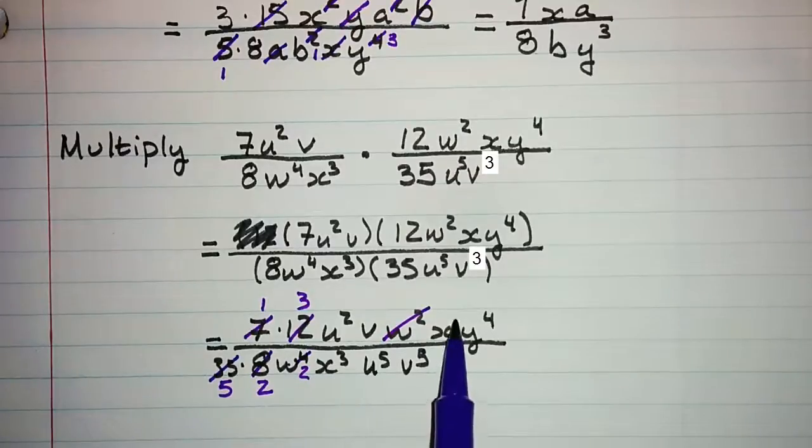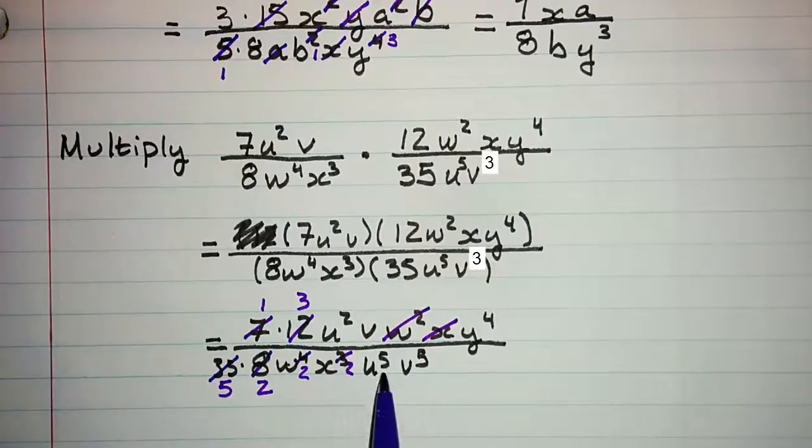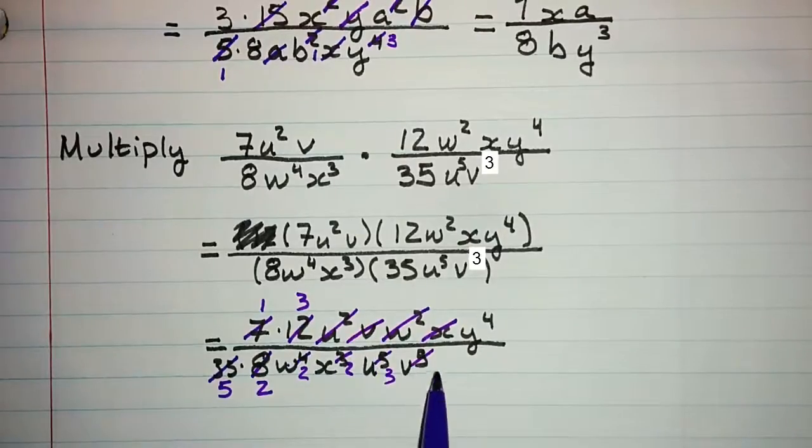X cubed and x have a common factor of x. U squared and u to the fifth have a common factor of u squared. V and v cubed have a common factor of v. Y to the fourth doesn't have anything in common with anybody.